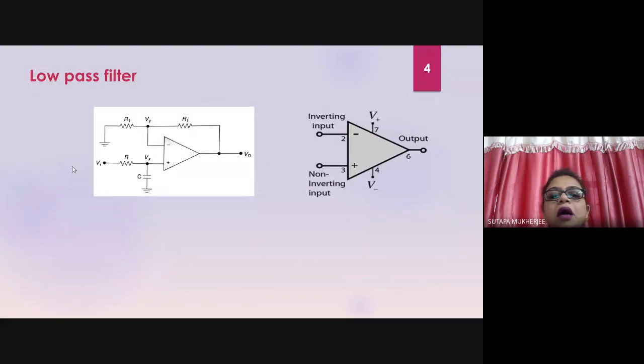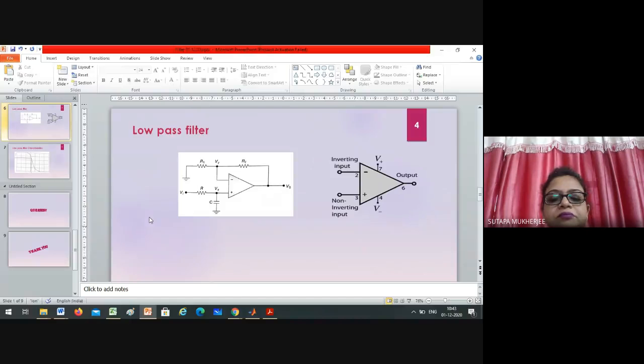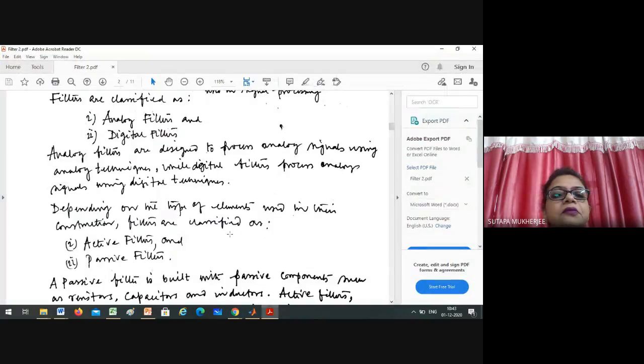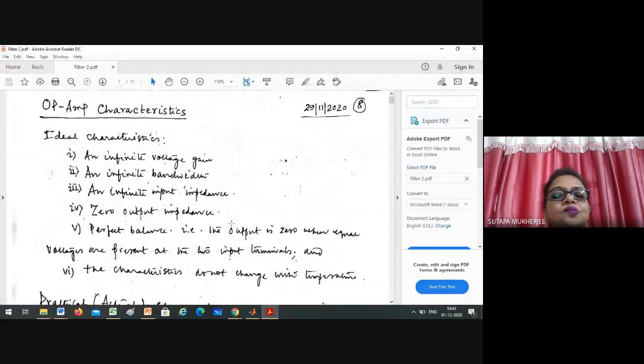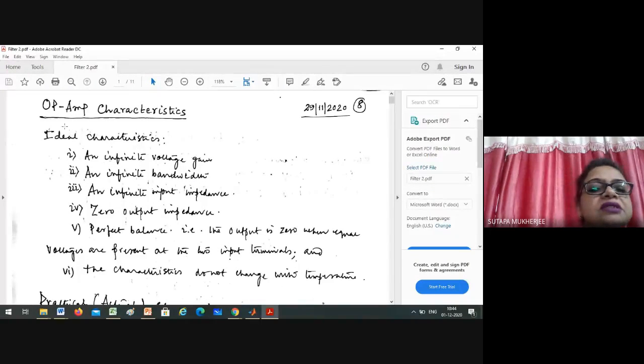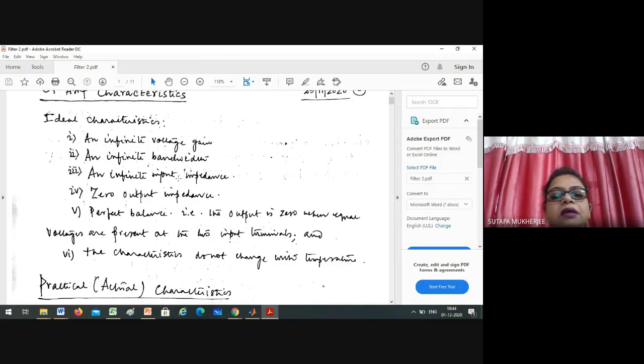Now we will explain the basic structure of the low pass filter. Before going into details, we have to tell what the op-amp characteristics are. What are the different features of an op-amp? Infinite voltage gain, infinite bandwidth, infinite input impedance, zero output impedance.